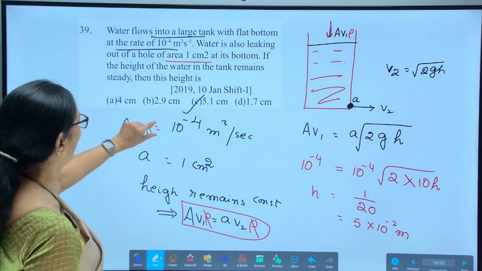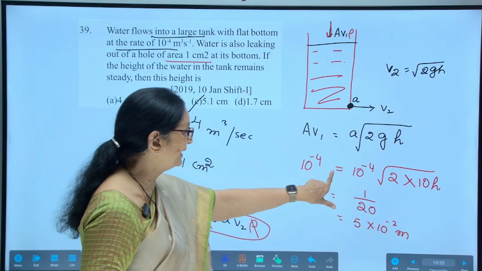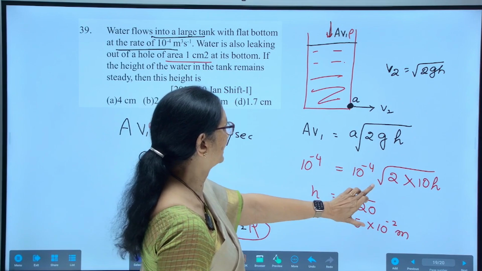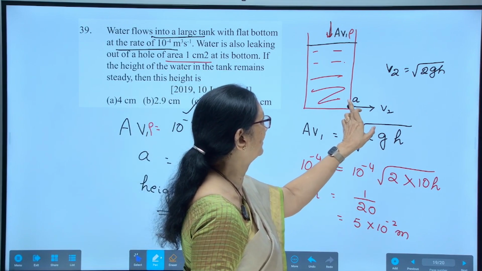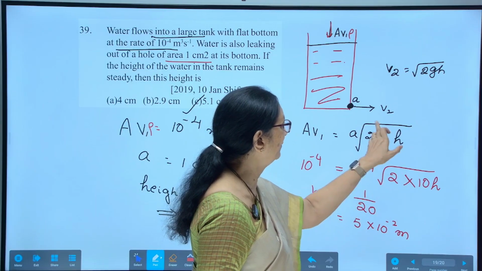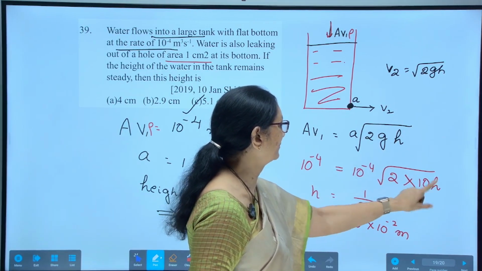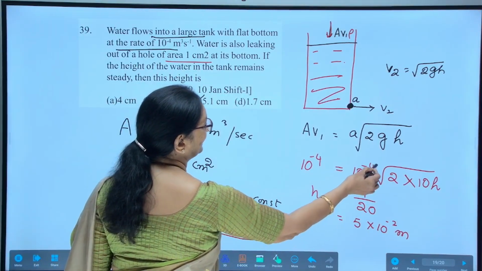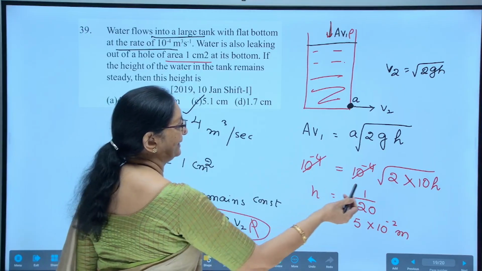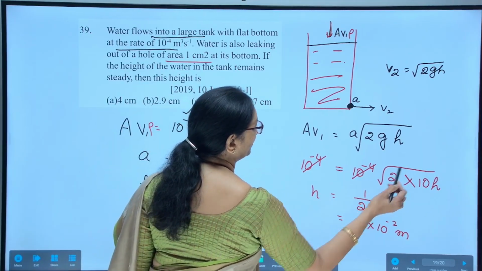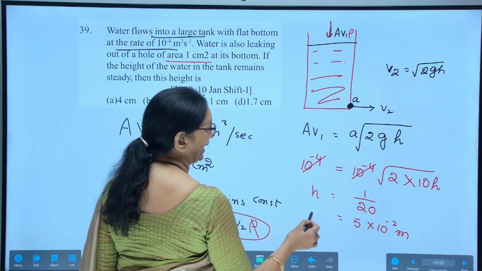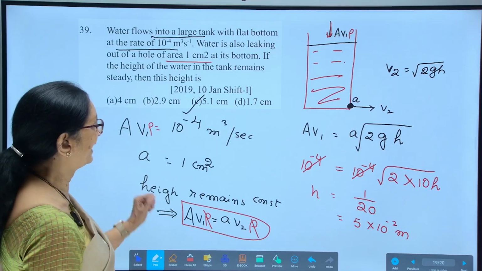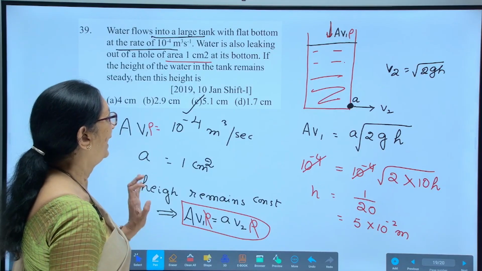So, that implies 10 to the power of minus 4 must be equal to the area of cross section of the hole into velocity. Velocity is square root of 2gh. So, 10 to the power of 4 and 10 to the power of 4 get cancelled. Square root of 2gh is equal to 1, or h is equal to 1 by 20, or it is 5 into 10 power minus 2 approx.